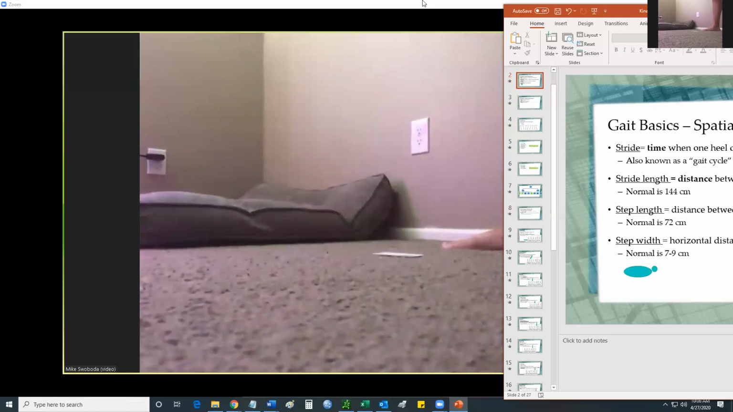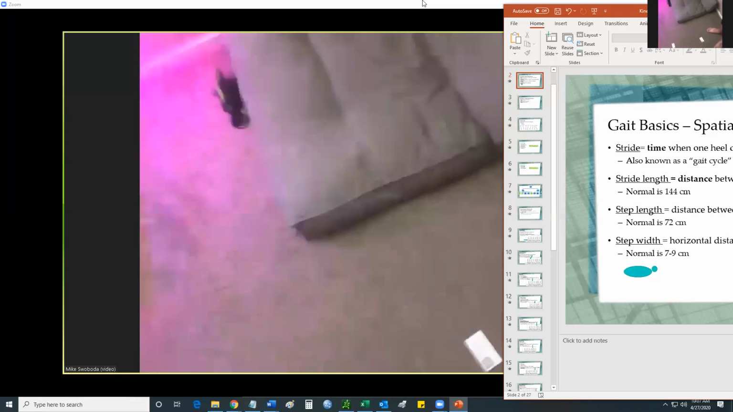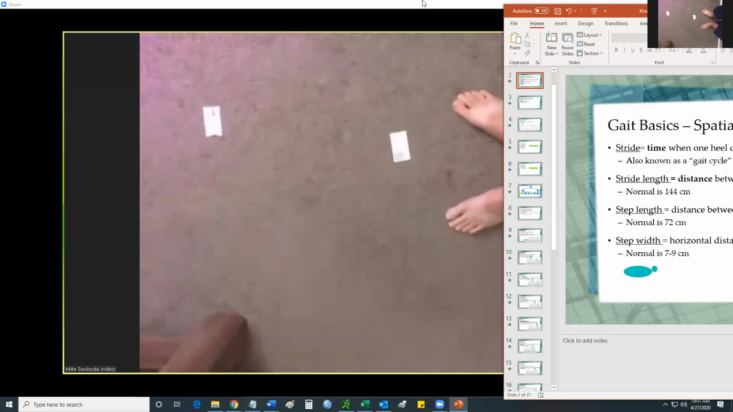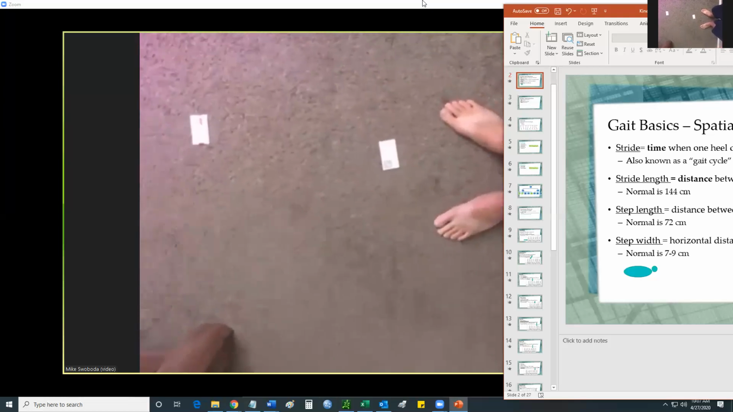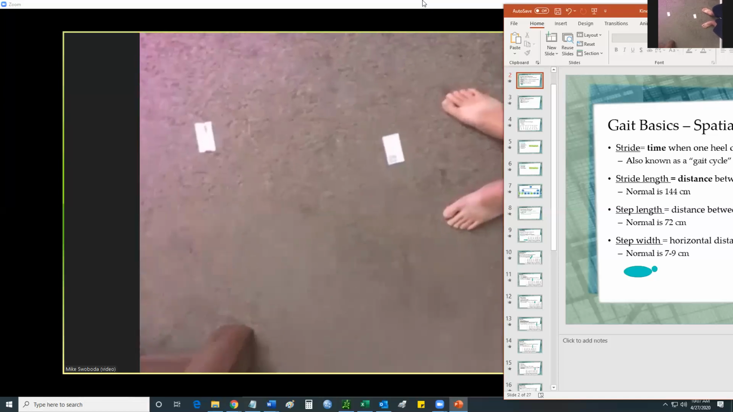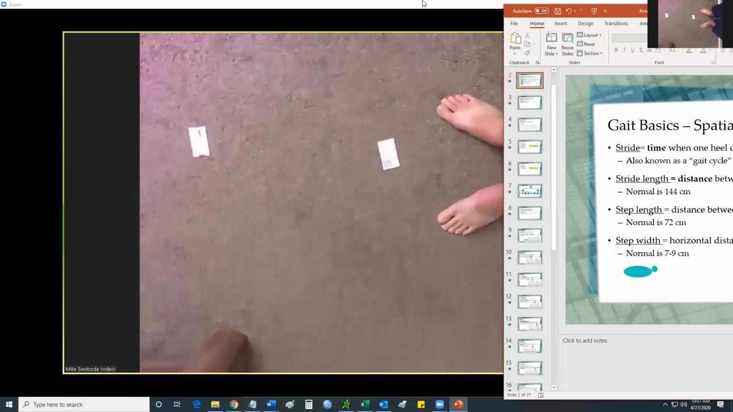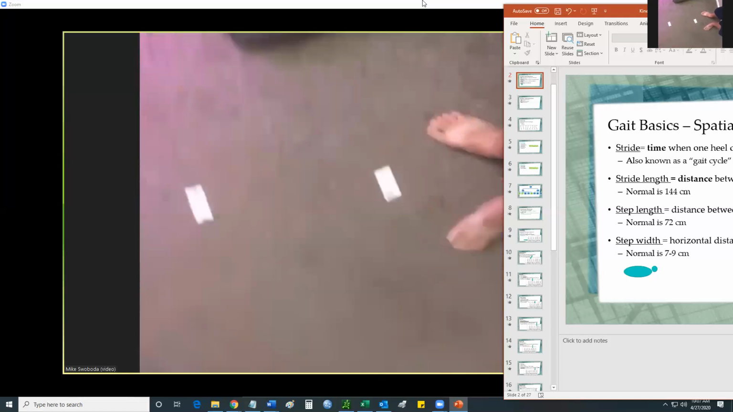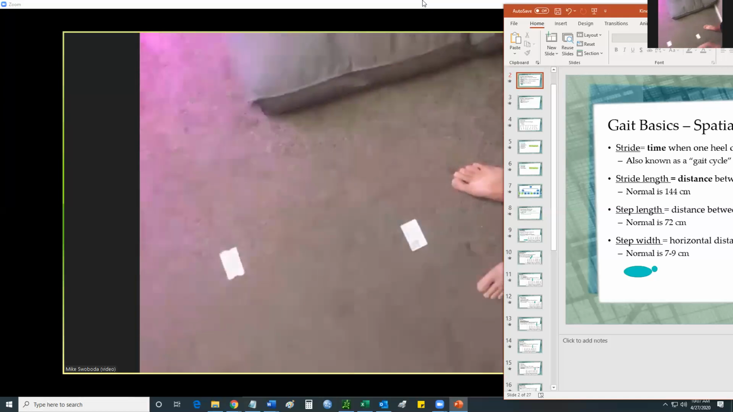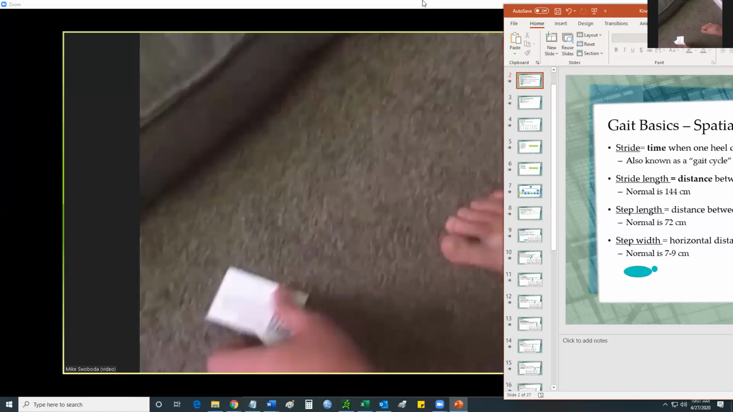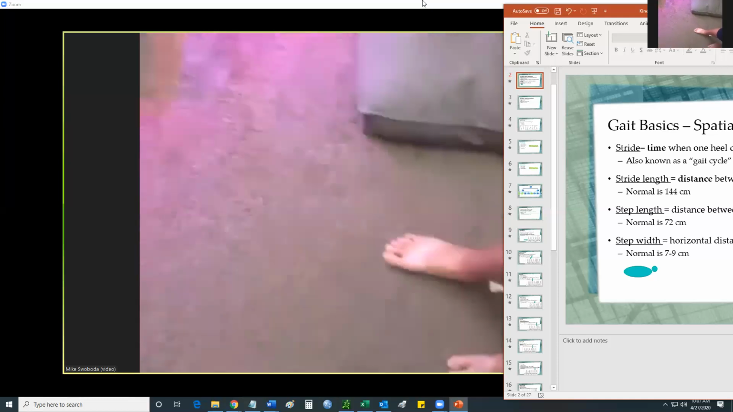Your stride length and your step length will both really depend on how tall you are, but more specifically, how long your legs are. So someone that has extremely long legs is going to have a greater step length and stride length than you normally would. For myself, that was just about 53 centimeters, so I'm still probably a little bit short there.